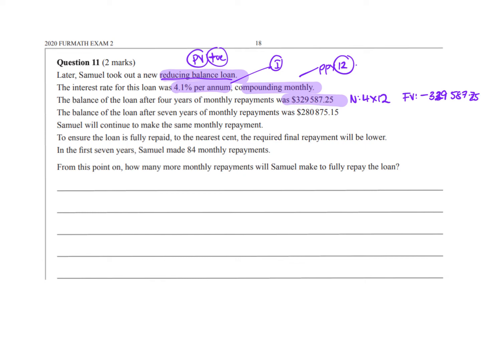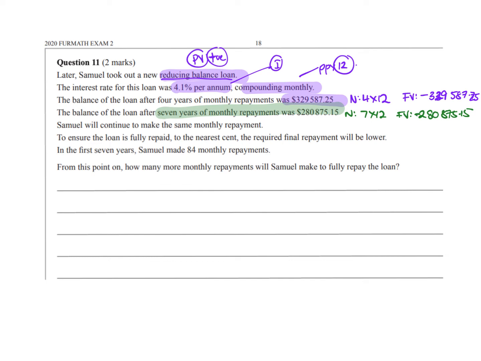It says that we've got another bit of information here. It says the balance of the loan after 7 years of monthly payments was this. So I have N as 7 times 12, and I know the final value was 280,875.15. Okay, Samuel will continue to make the same monthly payments. To ensure the loan is fully repaid to the nearest cent, the required repayment will be lower.